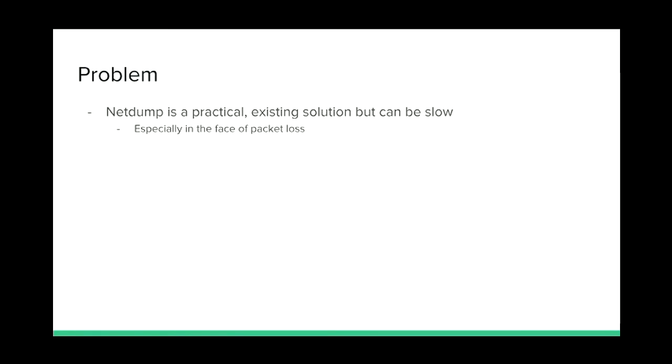So the problem. Netdump is super practical and it exists, which is great, but it can be slow, especially in the face of packet loss. Hopefully you don't have that much packet loss in your data center, but if you're dumping out a terabyte of memory over maybe your management interface, which might be a gigabit, if you lose a packet in there, it matters. And if you're losing several, it matters more.